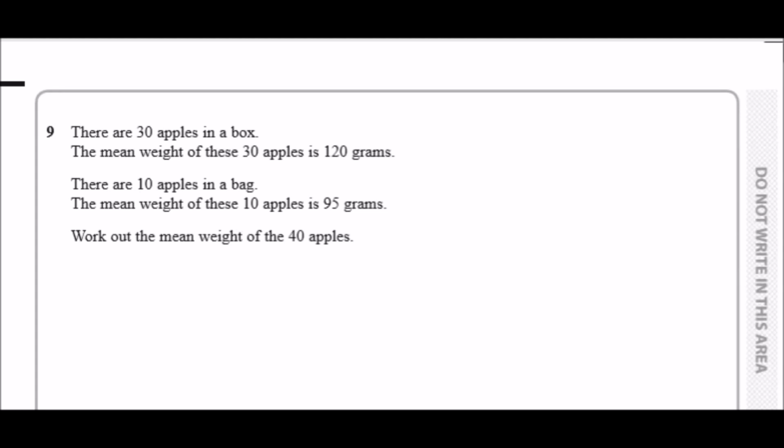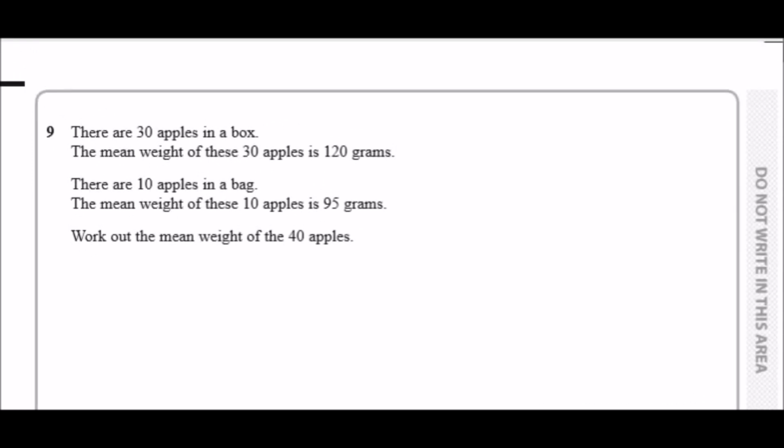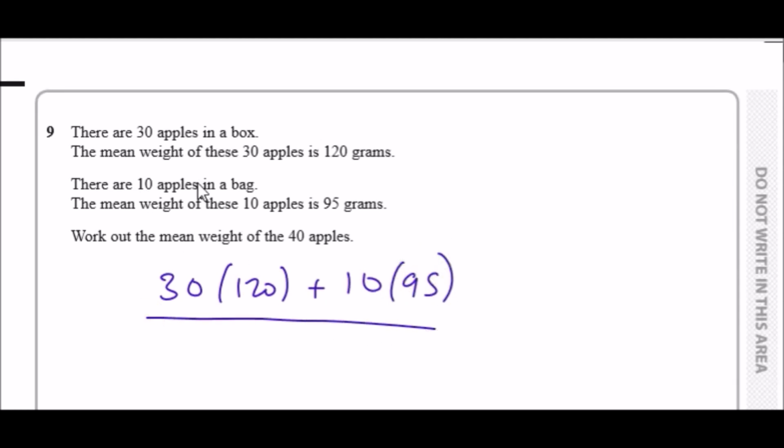Right, so we actually need to use the weighted mean average for all apples. So for the 30 apples, there's a weight of 120 grams, and for the 10 apples, there's a weight of 95 grams. We need to divide all of this by the total number of apples, which is 40, and this will give us our weighted average.